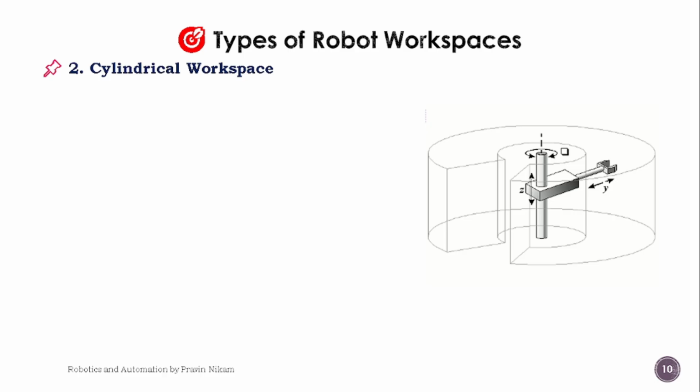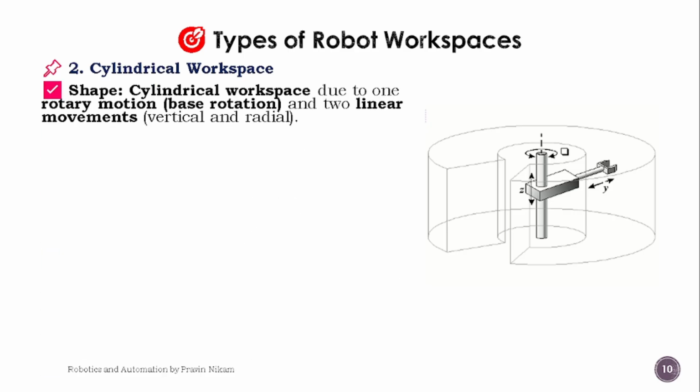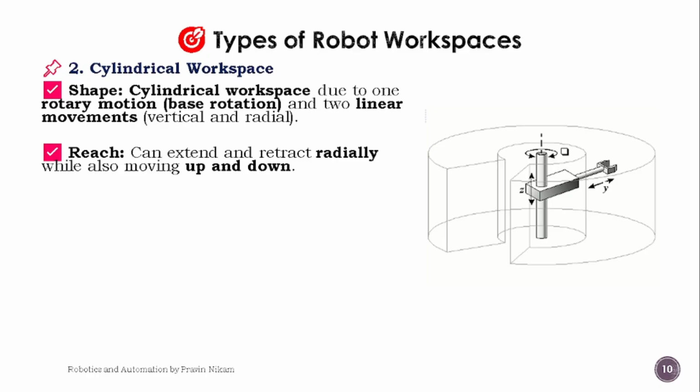Second type is a cylindrical workspace. Shape is a cylindrical workspace due to one rotary motion, base rotation, and two linear movements, that is vertical and radial linear movements. Reach can extend and retract radially while also moving up and down.